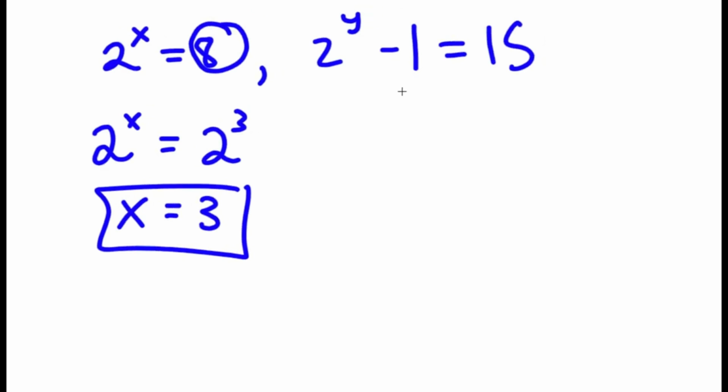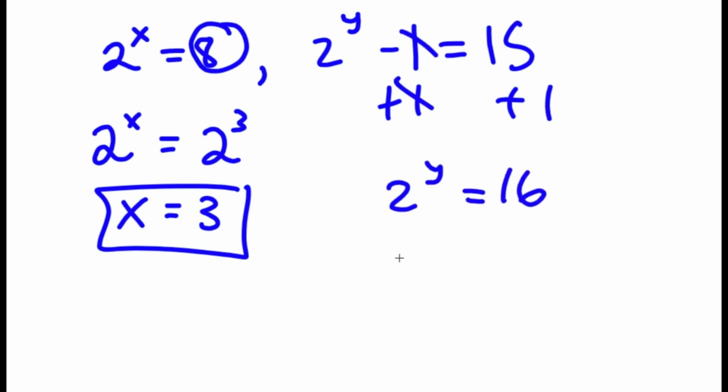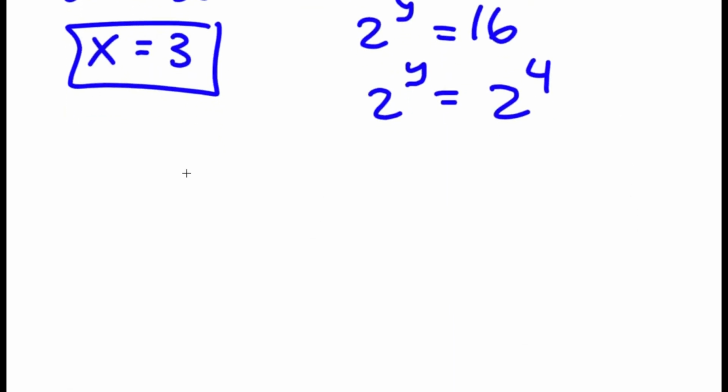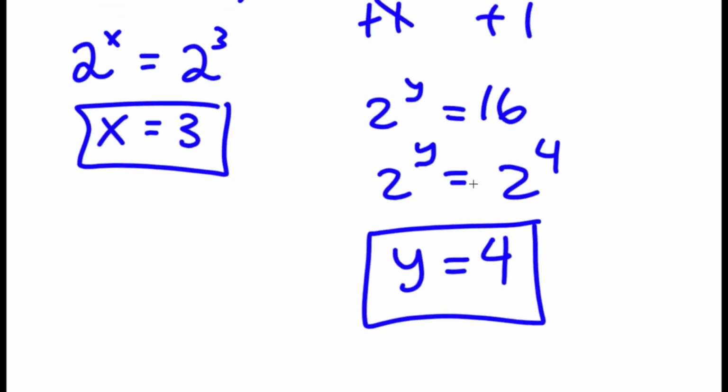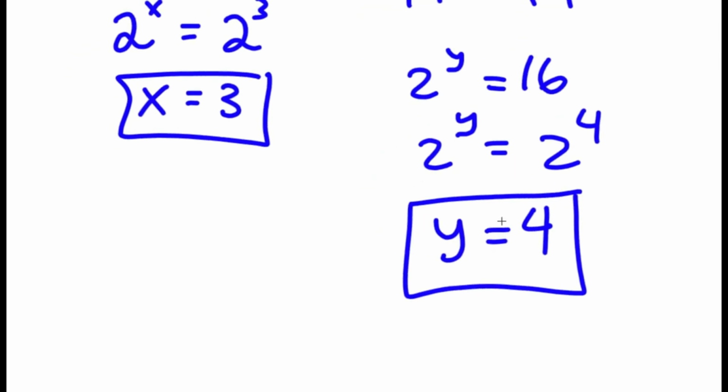Now for 2 to the power of y minus 1, I can add 1 on both sides. So I get 2 to the power of y equals 16. 16 is 2 to the power of 4. So I have 2 to the power of y is equal to 2 to the power of 4. So this means that y equals 4. So my value of x is 3 and my value of y is 4.